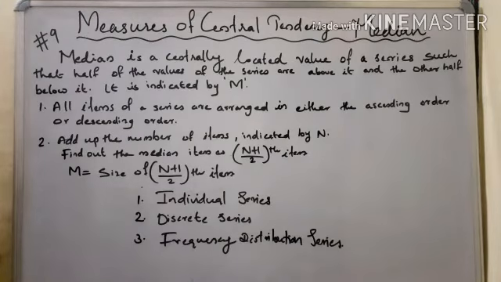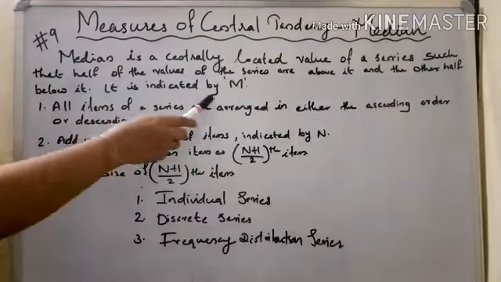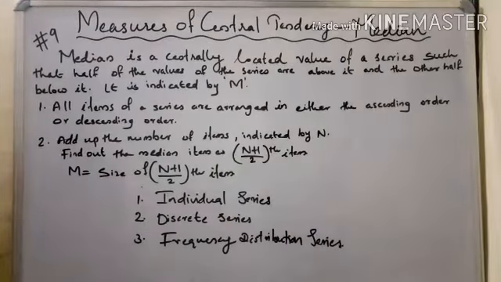That means if you take this particular series and divide it into two portions, half of the values are above and the other half below it. This is indicated by M. This median we indicate by M.